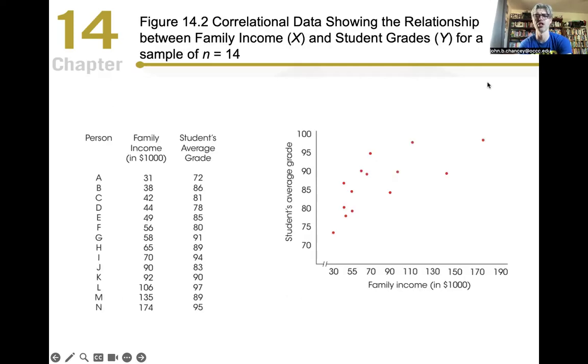So here's a visualization. Typically, when you're talking about correlation, it's plotted on a scatter plot with an X and Y axis, like you can see on the right here. All we're doing is taking this data, person A through N, who have data for their family income in the thousands, and then their student's average grade. I'm assuming that's either GPA or maybe just an average for a semester. But we can see there is a plot: person A, you're going to find 31 and then 72. I guess that's about right there.